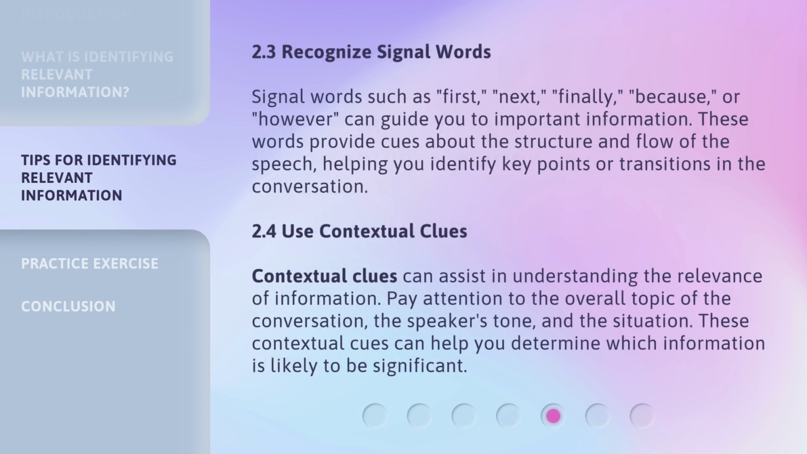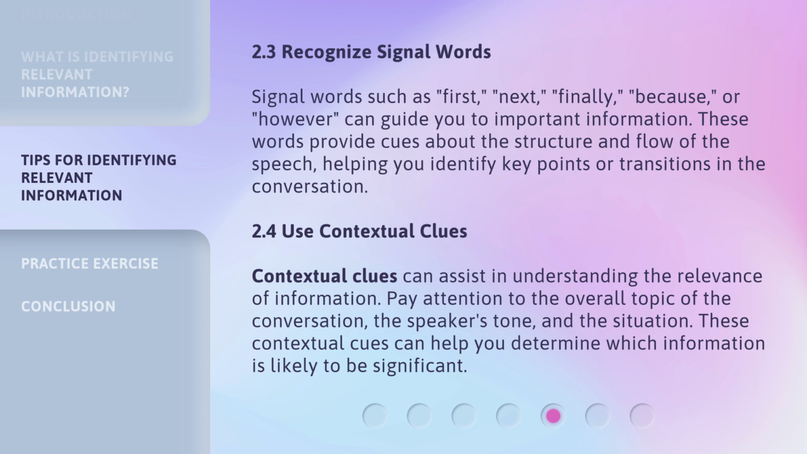2.3 Recognize signal words. Signal words such as first, next, finally, because, or, however, can guide you to important information. These words provide cues about the structure and flow of the speech, helping you identify key points or transitions in the conversation. 2.4 Use contextual clues.